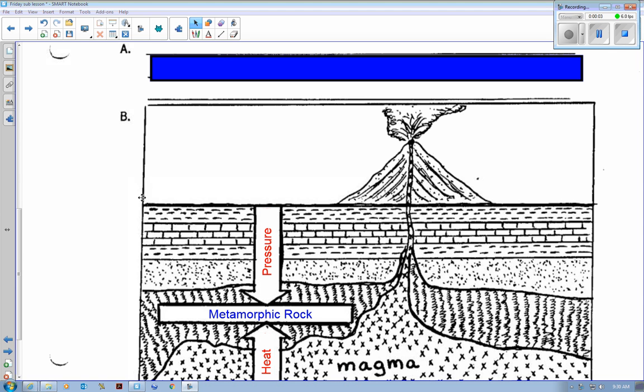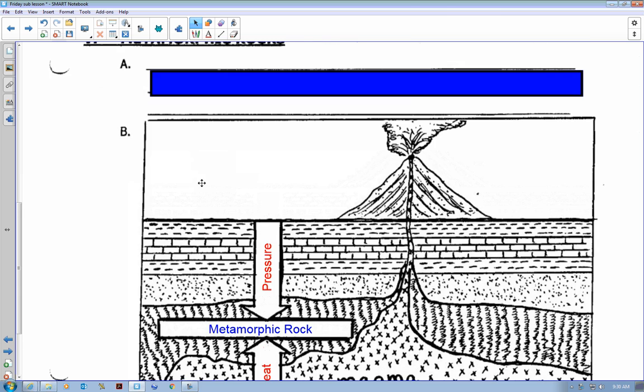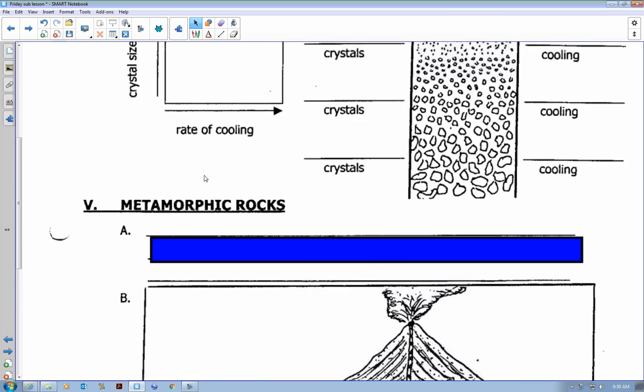Hi guys and girls. As you can see today, I am not in school, and as a result, I put together this video to finish up our Metamorphic Rock information. So you can see I'm looking here at the study guide, and this is going to be on page 18 on the bottom half.